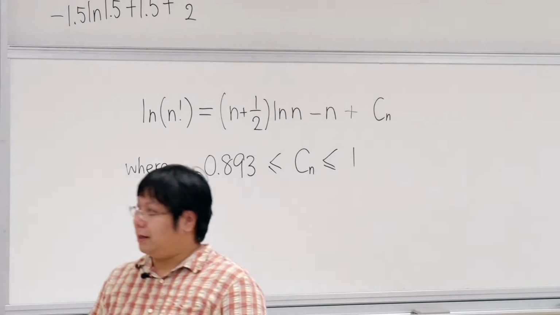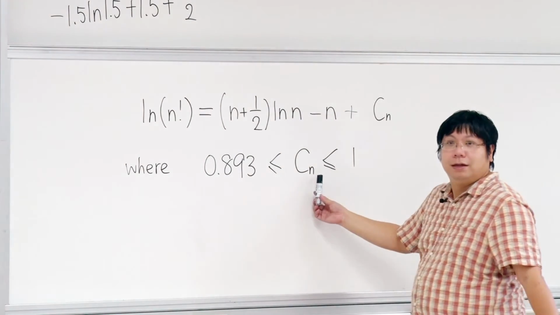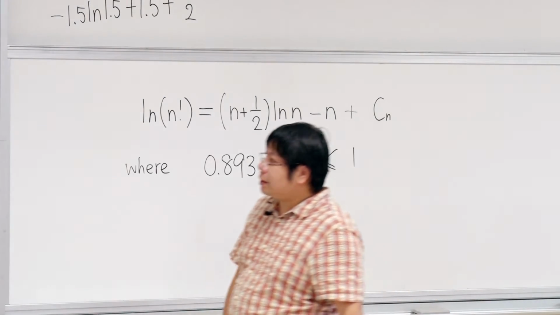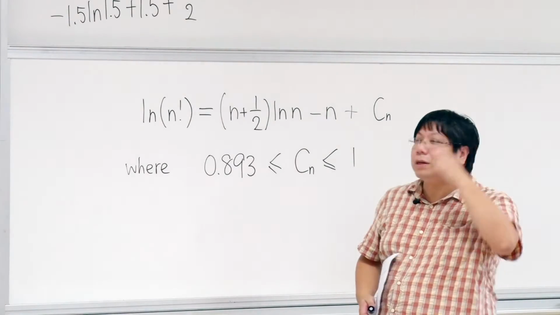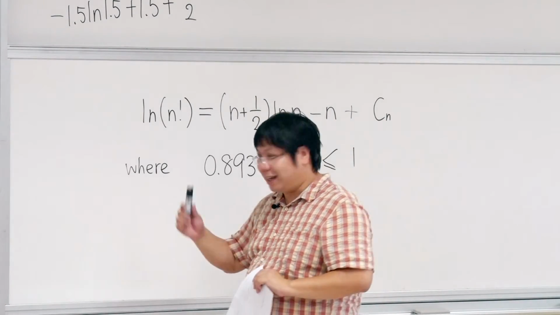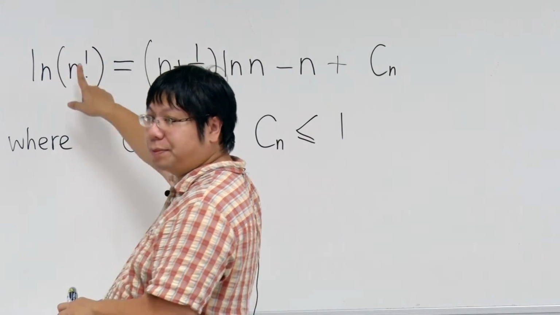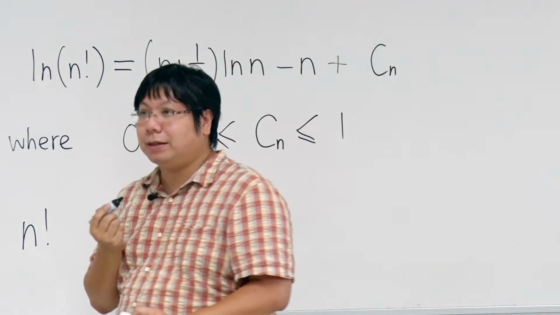So we have a value of Cn here, right? So what is Cn about? Okay, let's raise the exponent first, and then I'll take some time to figure out what I want to say. If we take the exponent of this formula, the left hand side will become n factorial, right?